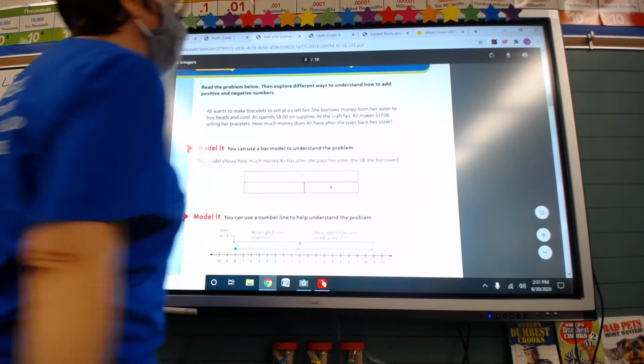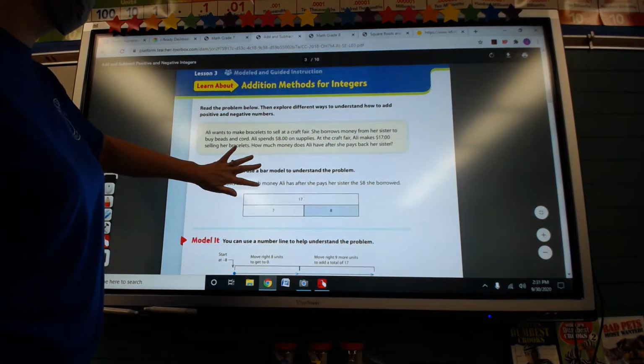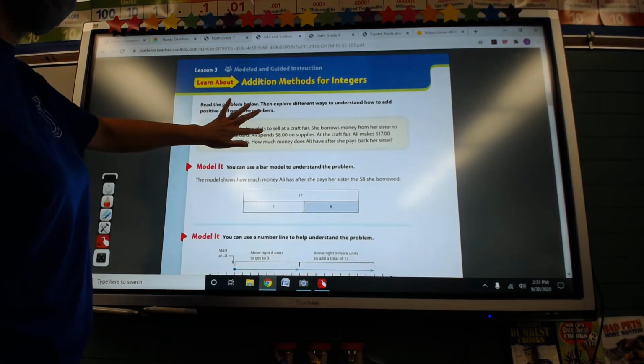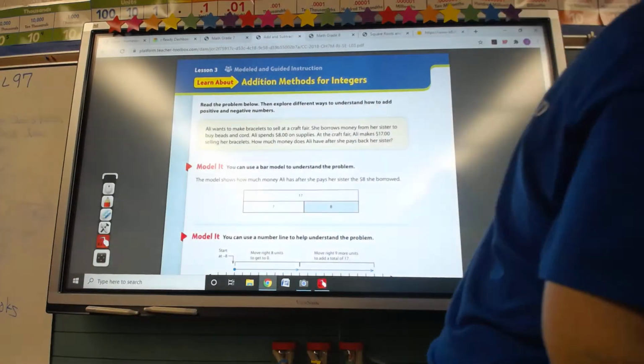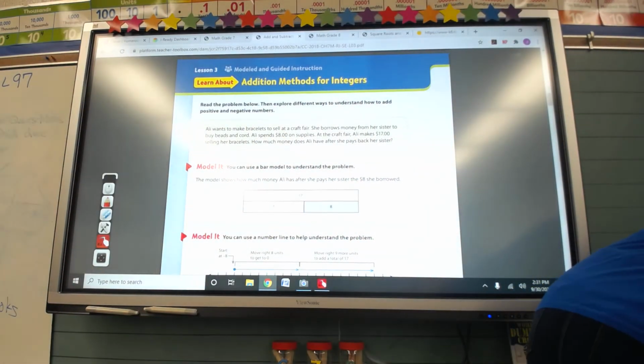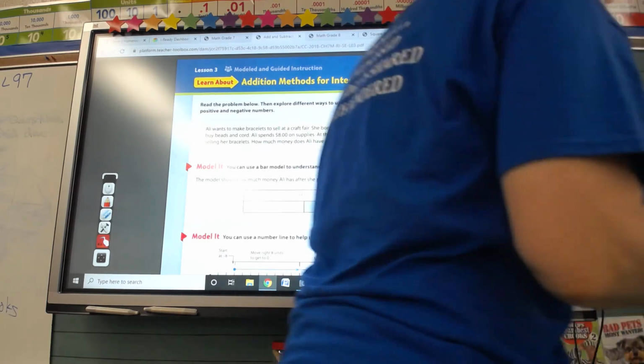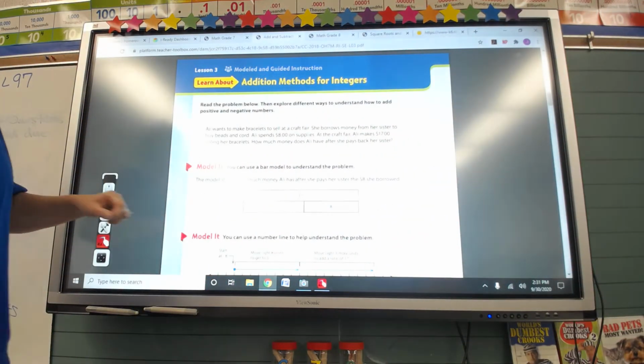Okay, we are in our book. We are going to go over page 16 quickly because this class has already done it. So I'm going to grab my book and let's just make sure we understood what they were saying.